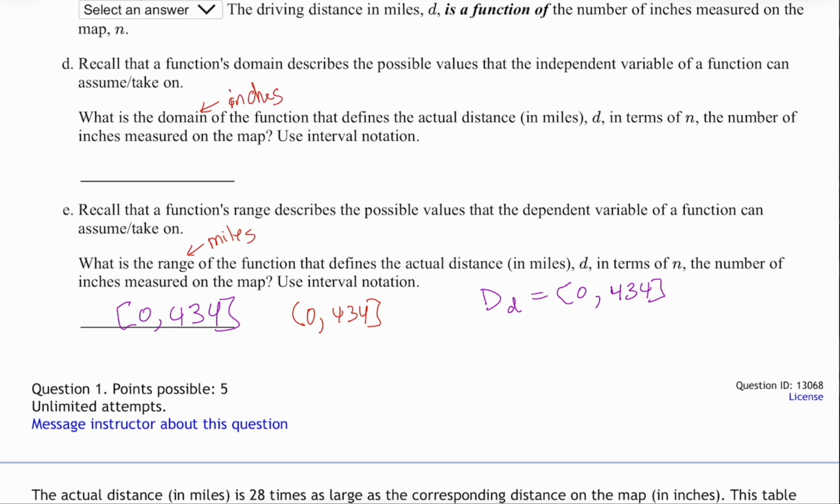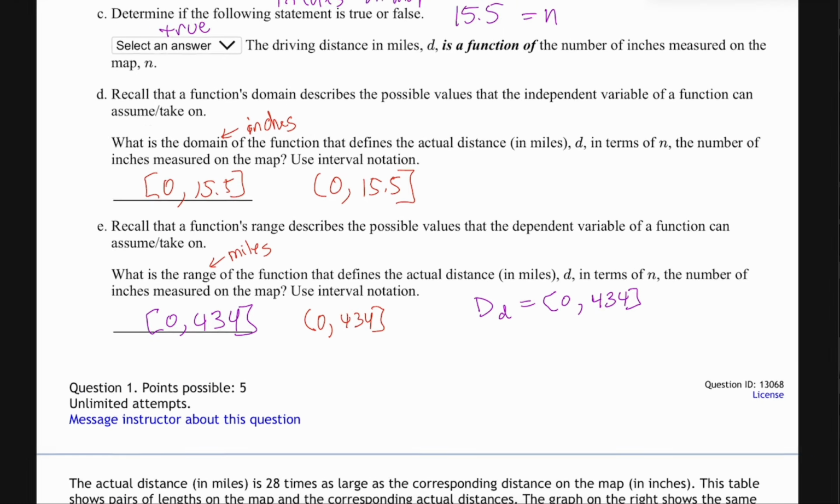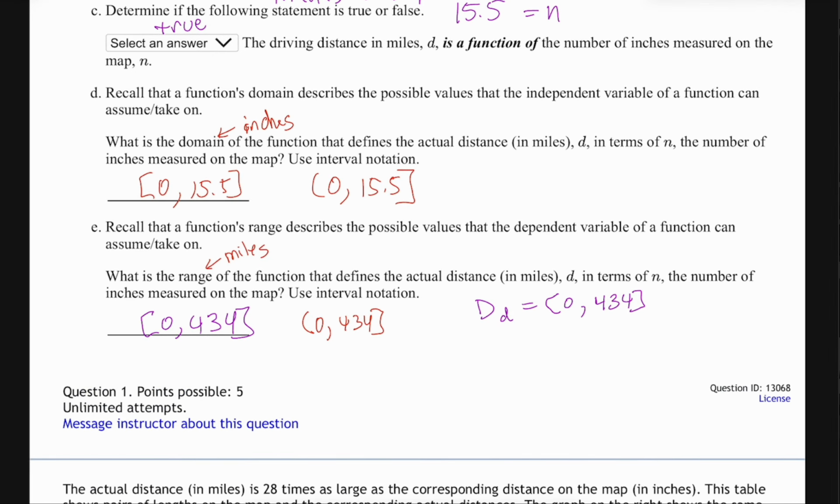Now, we know that 15.5 was the biggest n that would be on the map, so that one goes from 0 to 15.5, or possibly parenthesis on the 0 and 15.5 with a bracket. Okay, so I apologize for that, but we're going to discuss domain and range interval notation a little more as the week goes on.